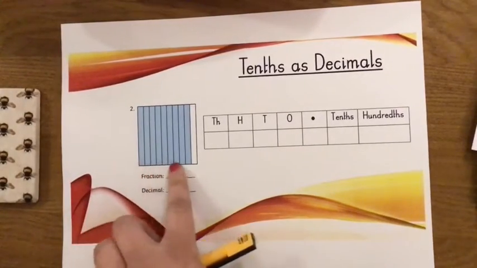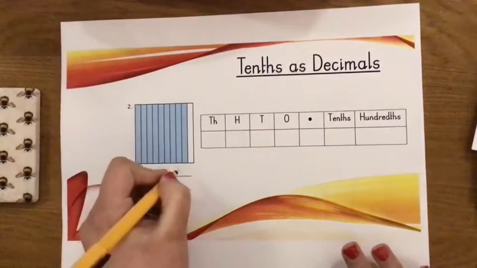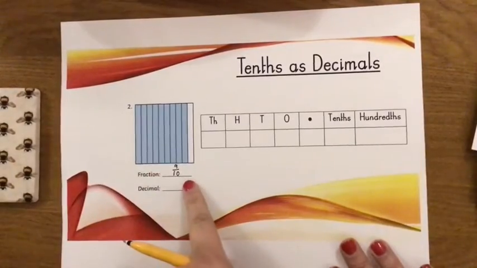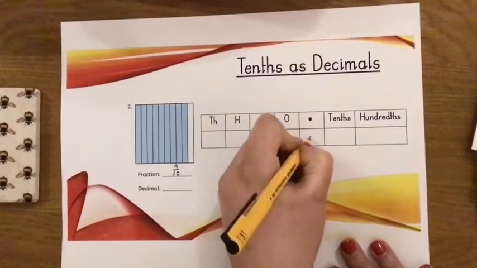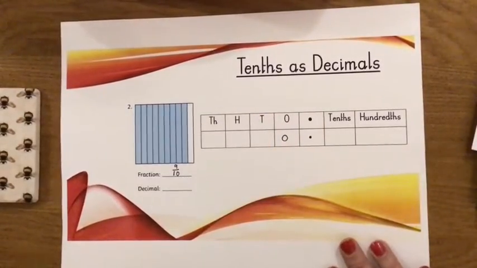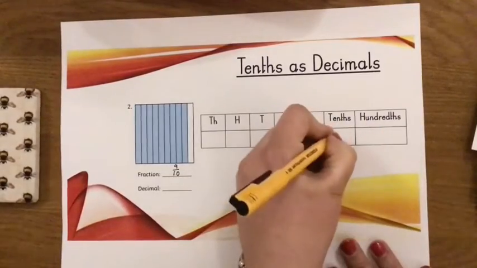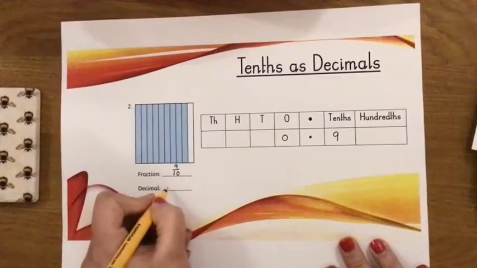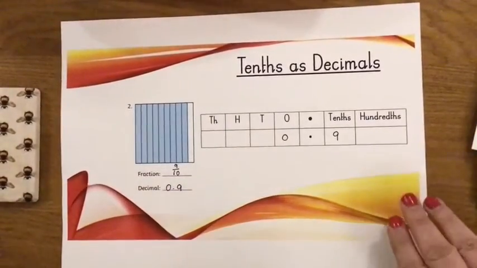Here, I've got 9 tenths shaded. So the fraction would be 9 over 10. Now I haven't got 1 whole, so I'm going to put a 0 in the ones column. Always remember your decimal point. I've got 9 tenths, so I haven't got any hundredths, just tenths. So my decimal is going to be 0.9.